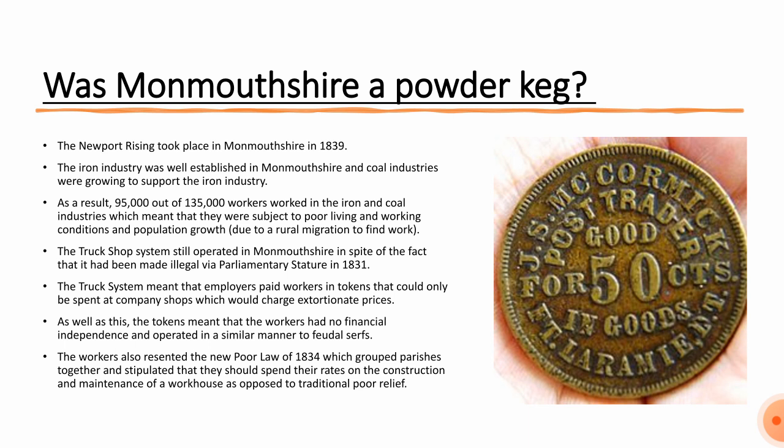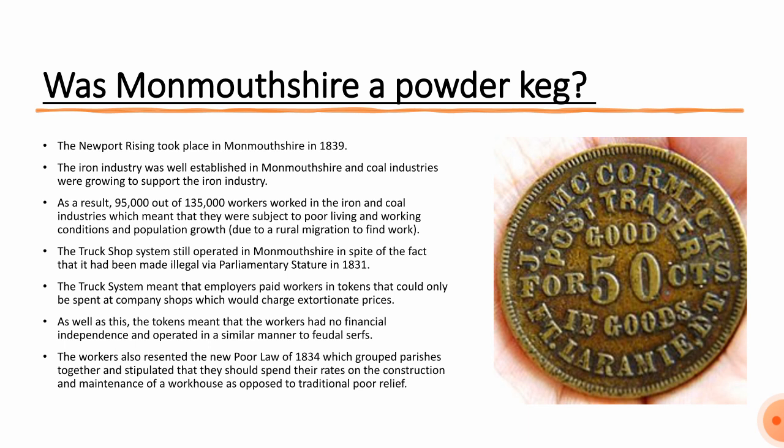The truck shop system still operated in Monmouthshire, in spite of the fact that it had been made illegal via parliamentary statute in 1831. The truck shop system meant that employers paid workers in tokens that could only be spent at company shops, which would charge extortionate prices. I included a picture of one of these tokens to the right. As well as this, the tokens meant that the workers had no financial independence and operated in a similar manner to feudal serfs.